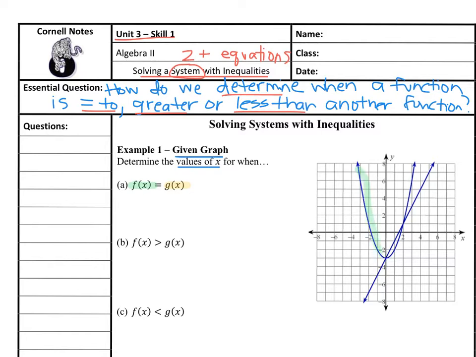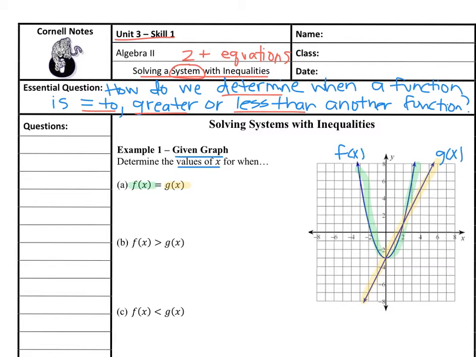That was bad, so dip down, back up. And then yellow for the straight line. Let's label these: f of x was the green and g of x was the yellow. The first one says where are they equal?